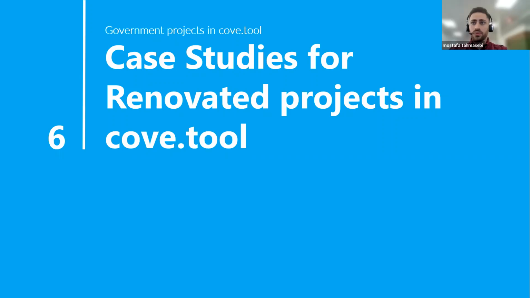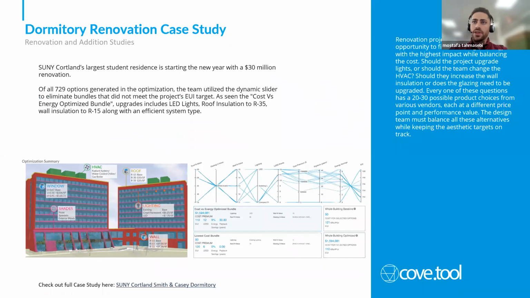that Cove Tool was used for. This is a renovation study for a dorm in sunny Cortland up in New York. This is a $30 million renovation. There are more than 700 different bundles in the optimization. We went through all of them and decided that this option, which upgrades LED lights, improves the roof insulation and wall insulation, could make the most sense for this project, and this was applied.